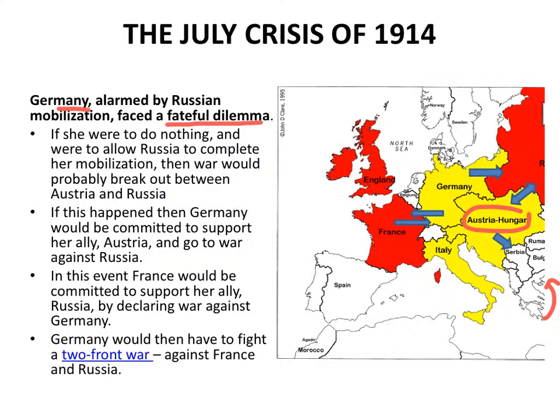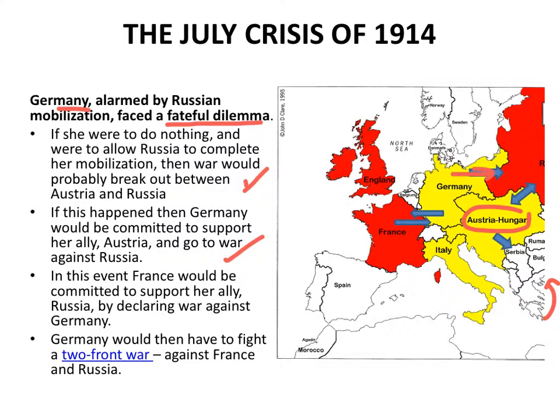If that happened, then Germany would be committed to support her ally Austria and go to war against Russia by the terms of the Triple Alliance of 1882. So Germany would have to go to war against Russia, that arrow there, because she's committed to defend Austria if Austria ends up at war with another European power.